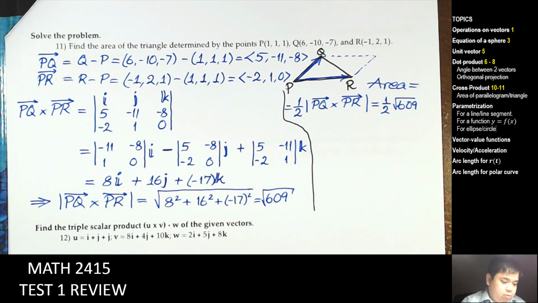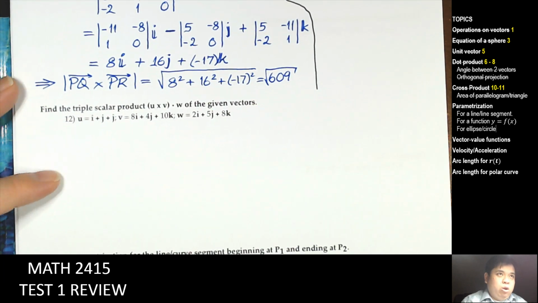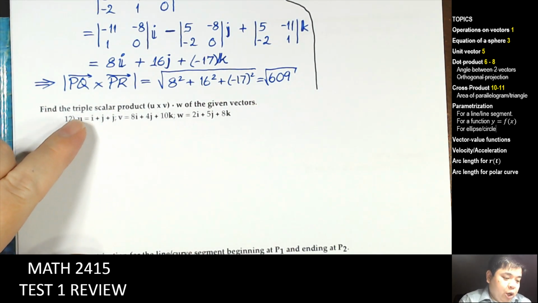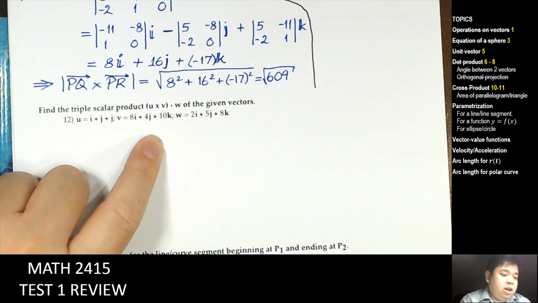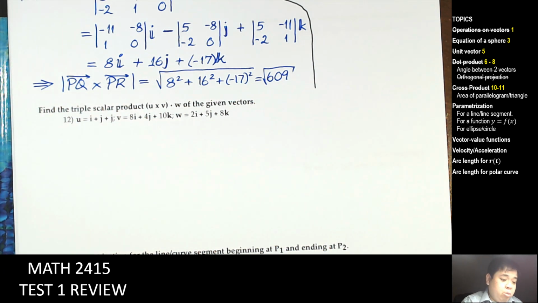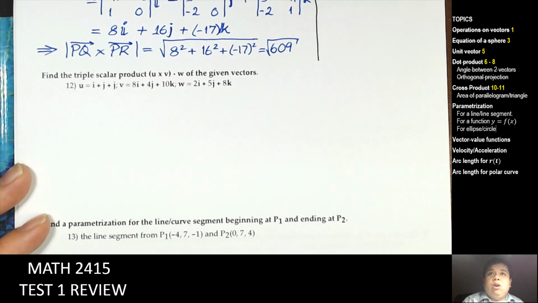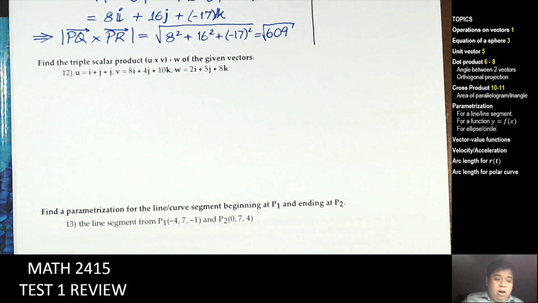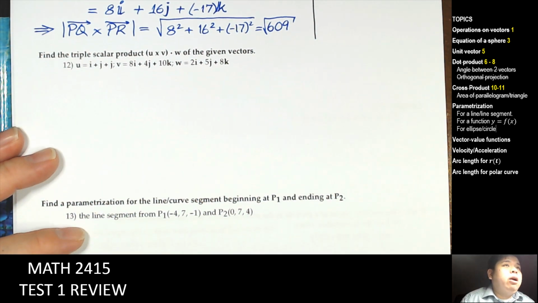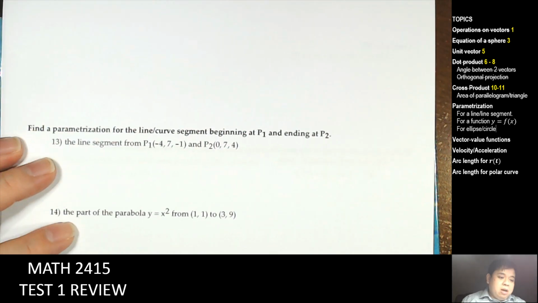Next we have, I'm going to let you do number 12. It's pretty straightforward. You use the gradient of V first, and whatever you have, dot with W. So that should be simple. 13 and 14 will involve the parameterization of a line segment or a curve. Right. So 13 is the line segment.